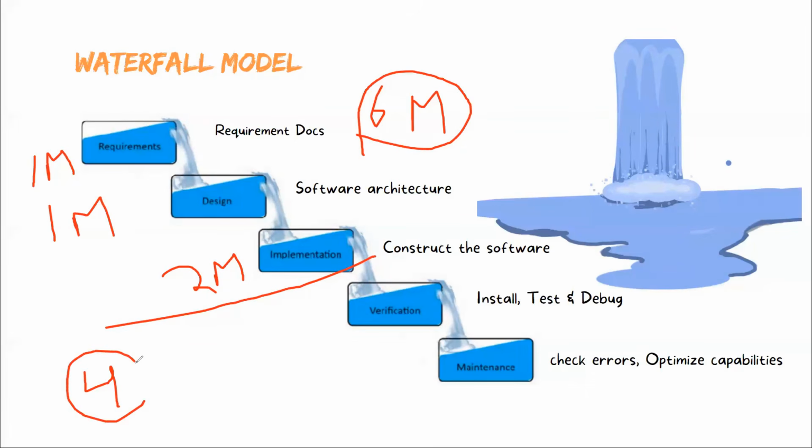Now, how many months are remaining here? In these 2 months, I want to verify my application. It is working very fine or not. But after 4 months is done, in the 5th month, my tester finds a bug on the application. My tester finds what? A bug on the application.